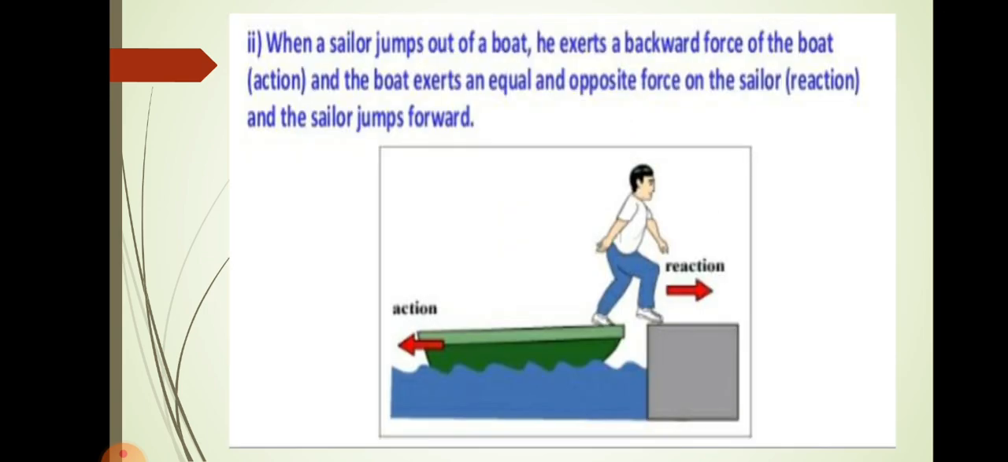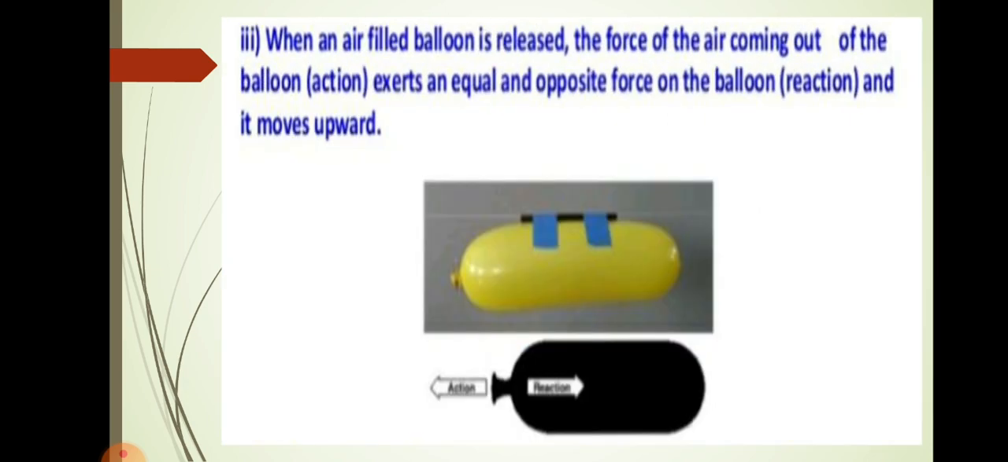Next, the motion of a boat away from the shore while a sailor steps down from it. When a sailor jumps out of a boat, he exerts a backward force on the boat, that is the action. In turn, the boat exerts an equal and opposite force on the sailor, that is the reaction, due to which the sailor jumps forward. Okay, so this is an example of Newton's third law.